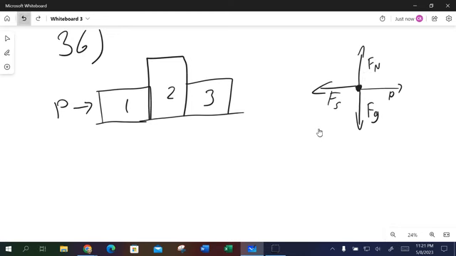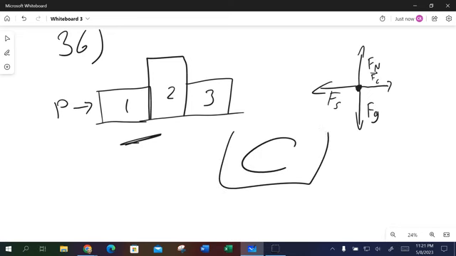P does not enact on block 3 at all. Because P is going to push on 1, and then 1 is going to push on 2 with the contact force, but with that same force. But there's going to be friction here, so it's going to lose some force, and then 2 is going to push 3 with even less contact force. So now we get F of C right there, and the only thing that matches with that is the answer C.